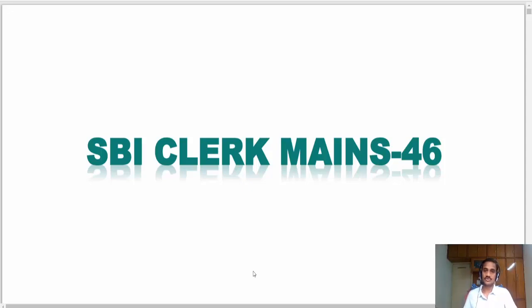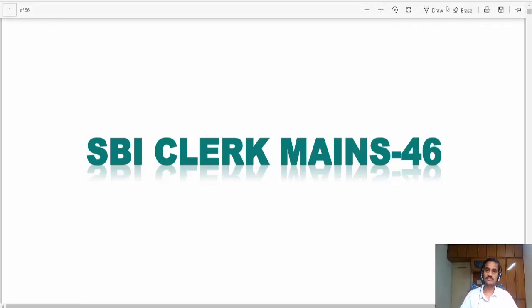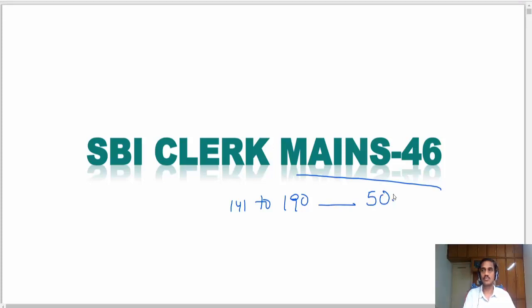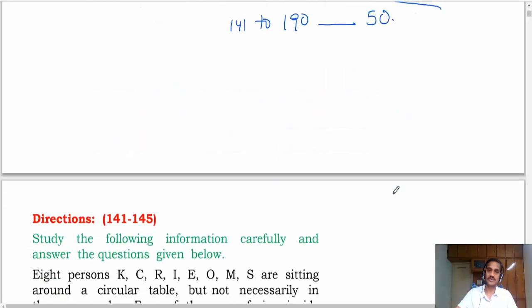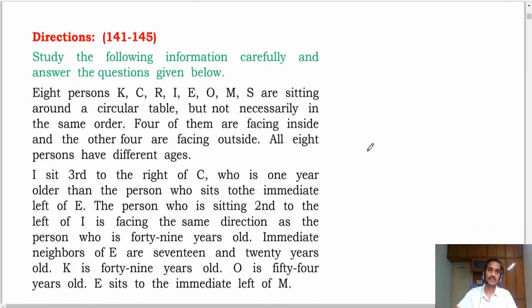Now in this session we are going to discuss the SBI Clerk Mains, Paper number 46. Question numbers 141 to 190. How many questions are there? 50 questions altogether. Now starting from the first one, 141 to 145.